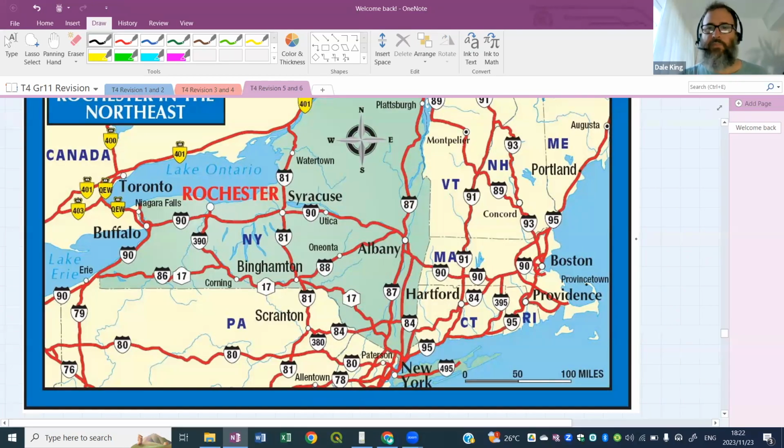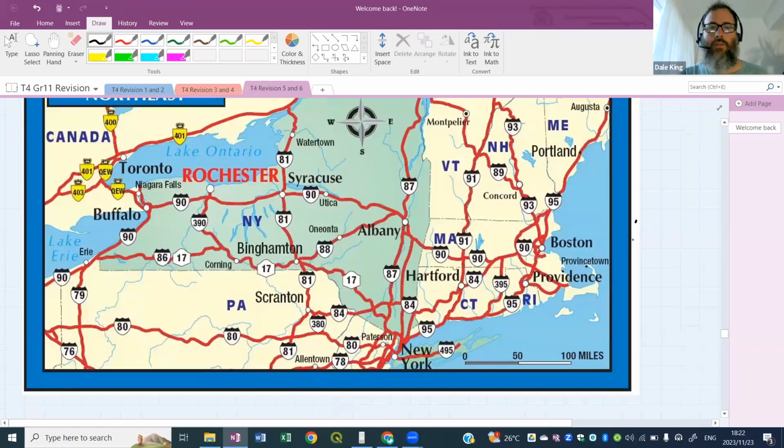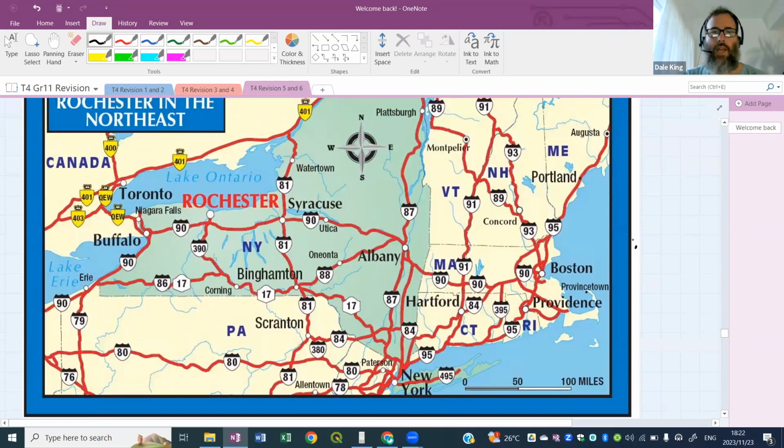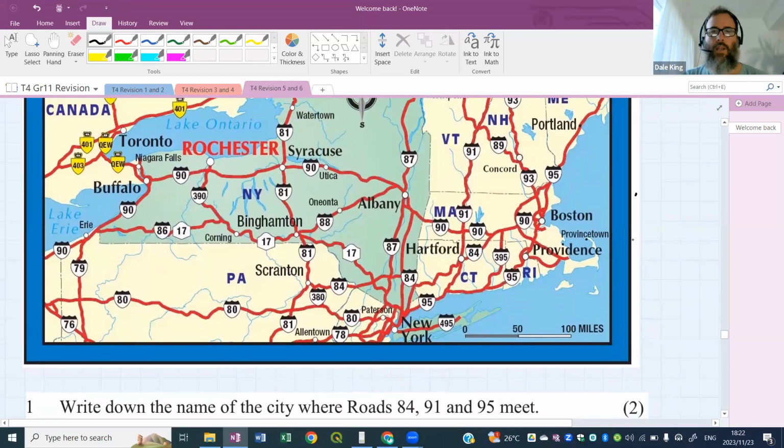All right, let's see what questions they have for this map. Question number 1. Write down the name of the city where roads 84, 91, and 95 meet. 84, 91, and 95.